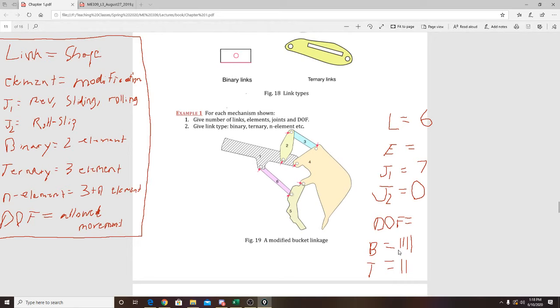So this is what people found out in other classes. They're like, oh, if I have 4 links and all of them are binary, then the number of elements is just 2 times 4, right? So that is essentially what they started to find out. But for this one, it doesn't work out that way because we have ternary links, right?